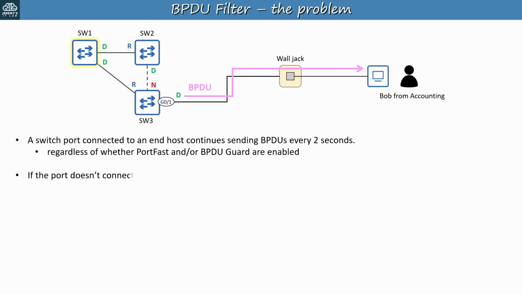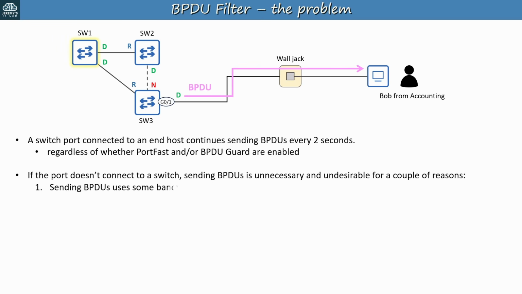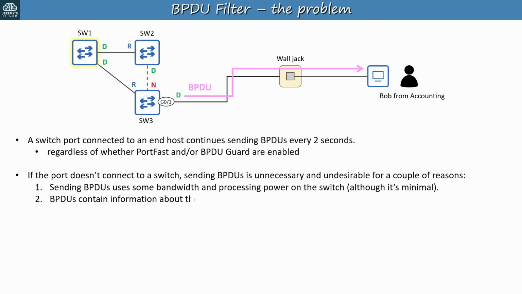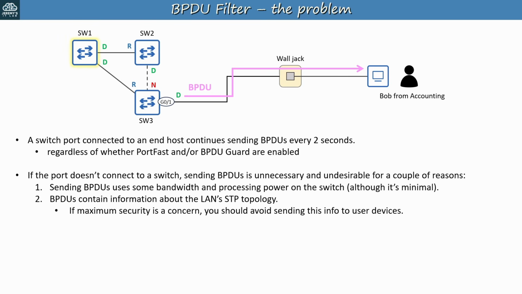If the port doesn't connect to a switch, sending BPDUs is both unnecessary and also undesirable for a couple of reasons. First is that sending BPDUs uses some bandwidth and processing power on the switch, although it's minimal. Not a big deal, but still unnecessary. Second is that BPDUs contain information about the LAN's STP topology, and if maximum security is a concern, you should avoid sending this info to user devices.